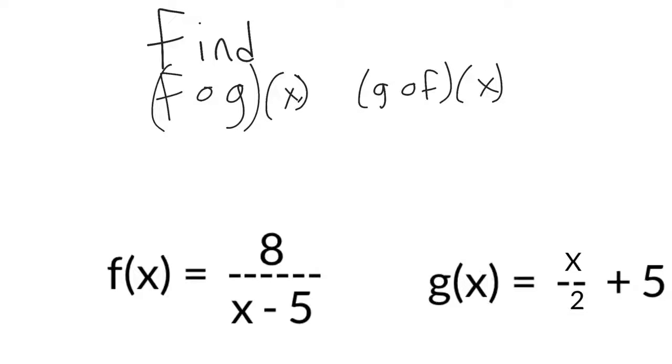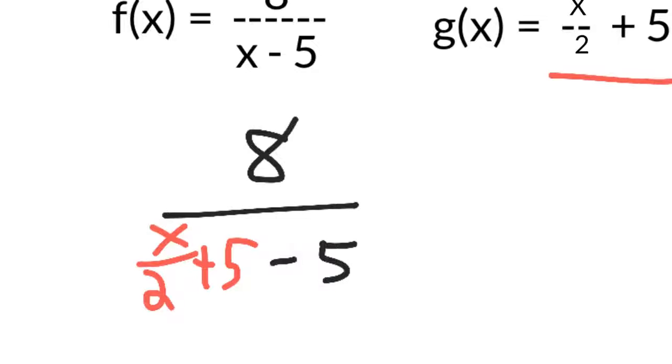So if you're given two functions and you're told to find f composite g of x, and g composite f of x, that just means you're taking g and you're plugging it into the function f. Okay, so let's do that. So in red is the function g. I plug that in for x right here.